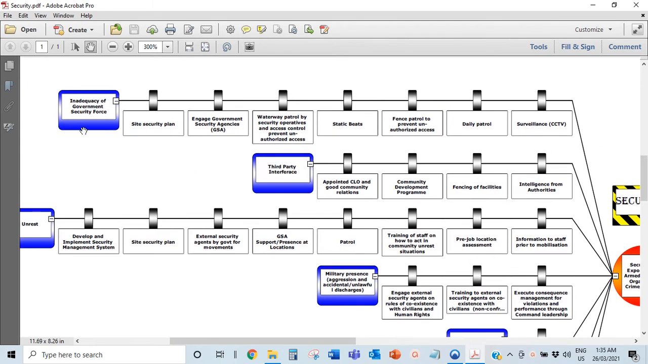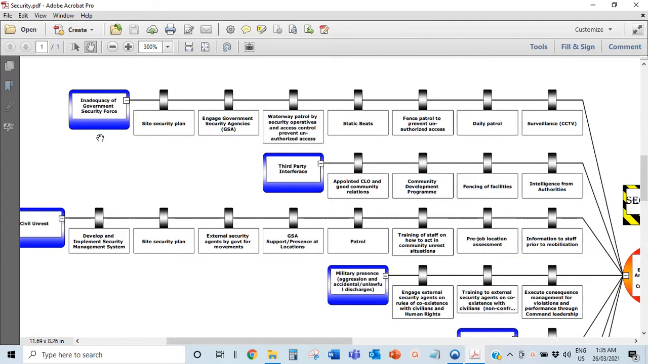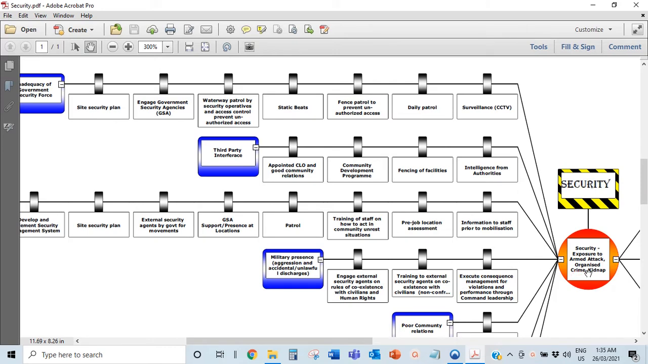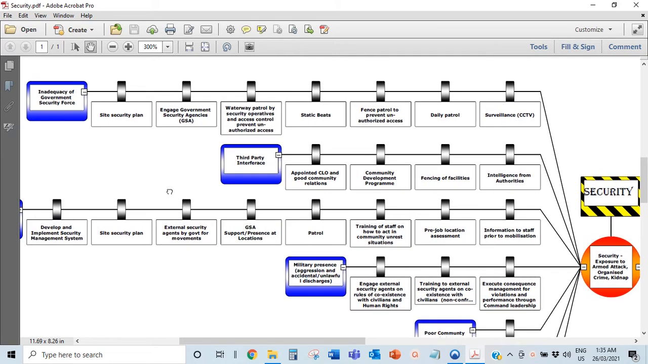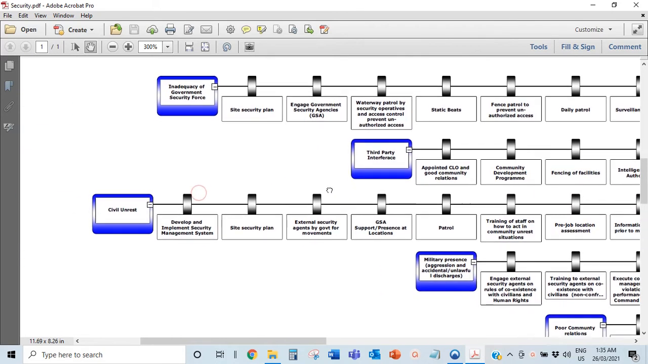The inadequacy of government security force could be one. If whoever wants to attack you or kidnap you notices that there's an inadequacy of government security force, that could actually motivate them. It could be a threat that would encourage them to think, whoa, these guys are not properly protected, maybe we could kidnap them and make some cash. So that's one. You have third party interference. That could be another threat.